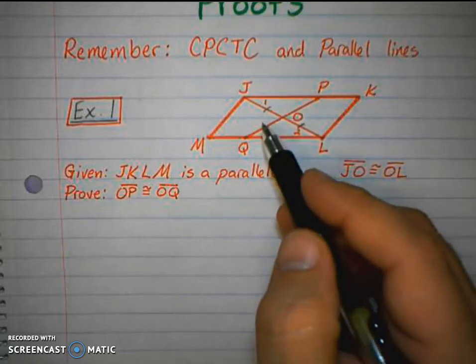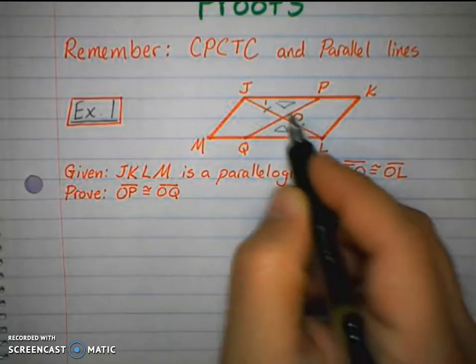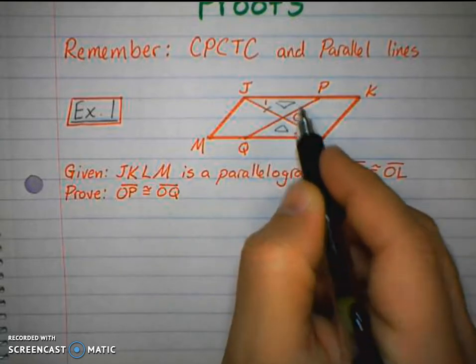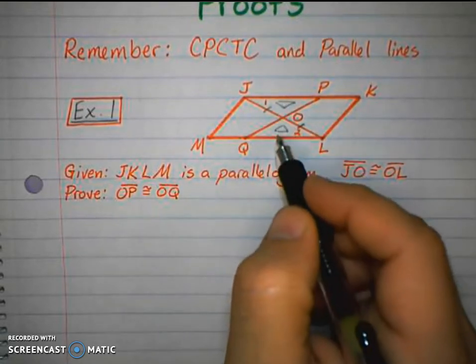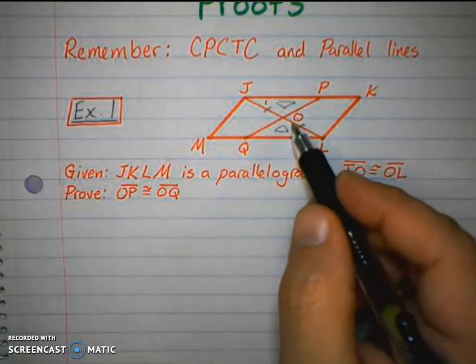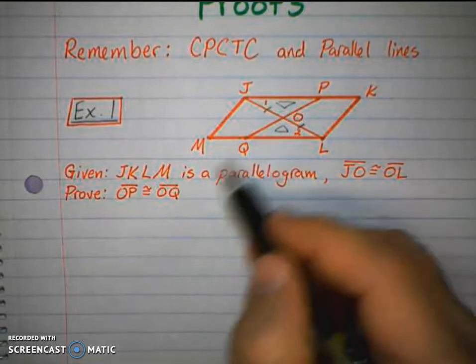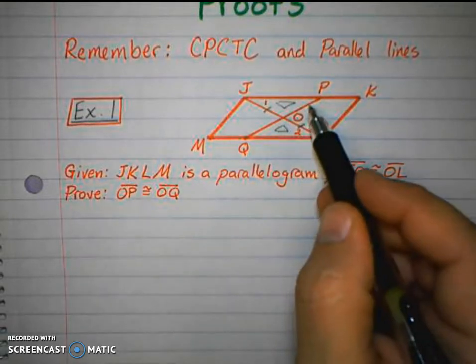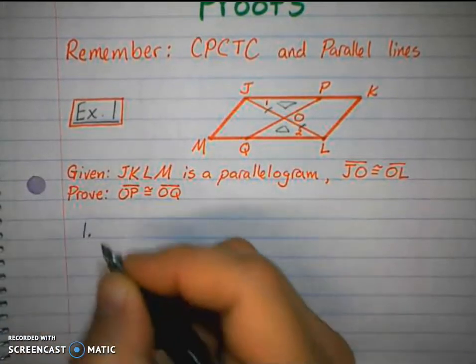So in order to do this problem, we are going to use these 2 triangles, okay, JOP and LOQ. And if those triangles are congruent, then all their corresponding parts are congruent. So that's what we're going to do in this proof. We're going to try and prove that these triangles are congruent so that their corresponding parts, OP and OQ, are congruent by CPCTC. So we're going to start off with the given information.